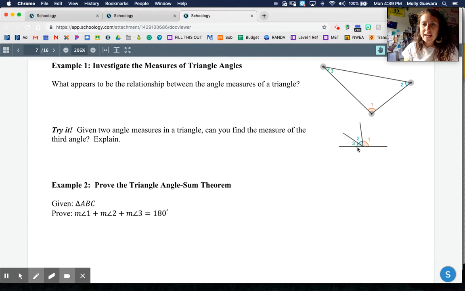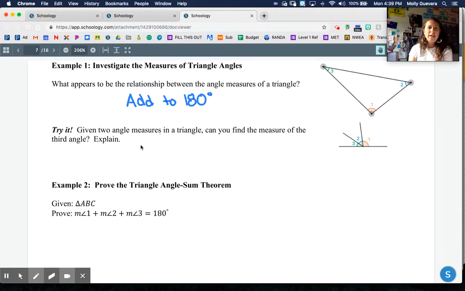So here, if I add up 3 plus 2 plus 1, do you see how they make a straight line? So these add to 180. Well, it's the same thing here in a triangle, right? They add to 180. So the relationship between the angle measures of a triangle is that they add to 180. So we can just write that, right? They add to 180 degrees.